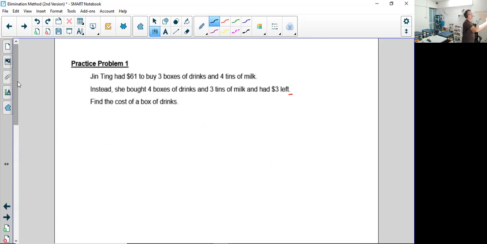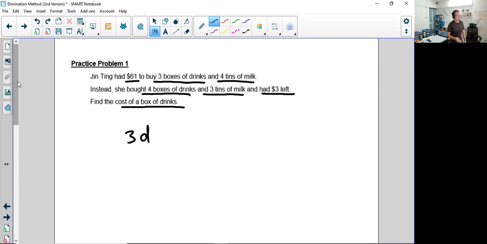Xingting had $61 to buy 3 boxes of drinks and 4 tins of milk. Instead, she bought 4 boxes of drinks and 3 tins of milk and had $3 left. Can you find the cost of a box of drinks? So we have 3 boxes of drinks. You label, show out your statements, and 4 tins of milk, and she had $61 to buy all this.